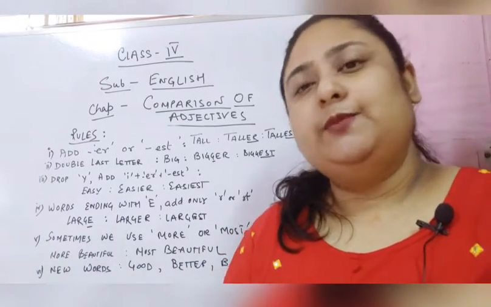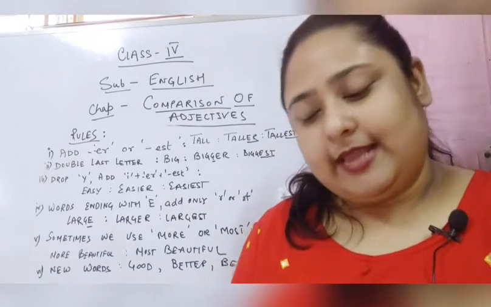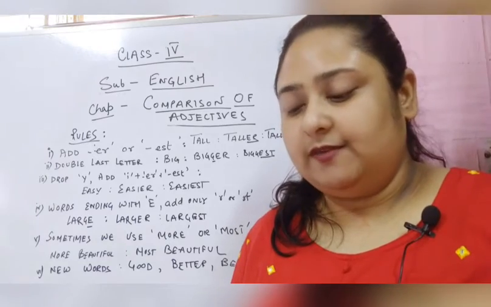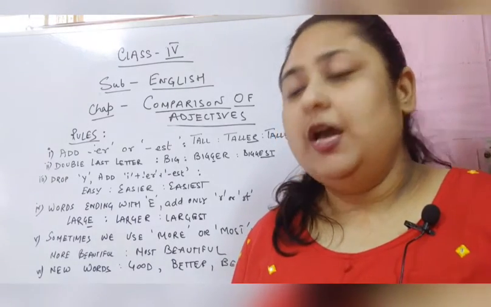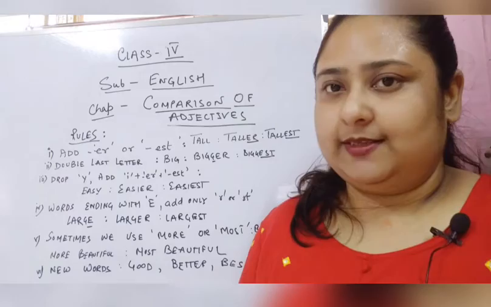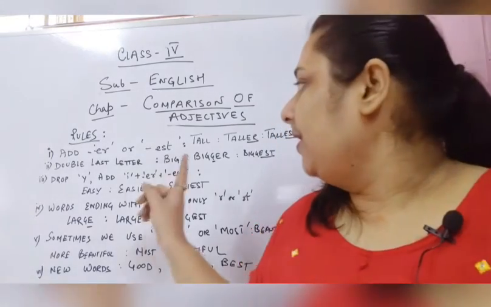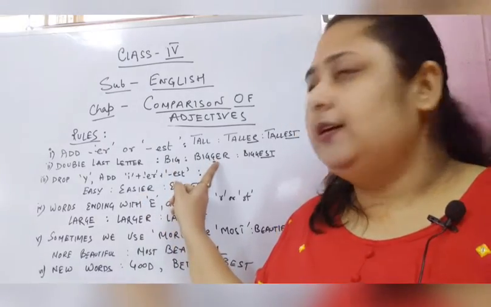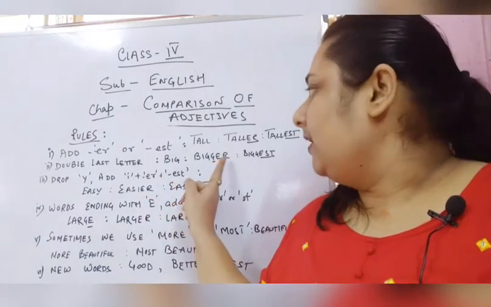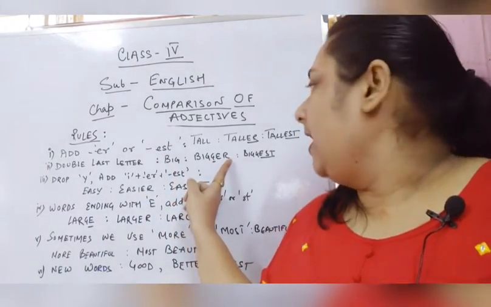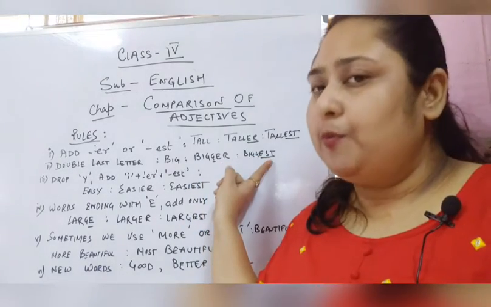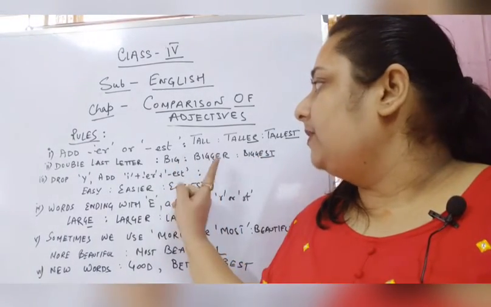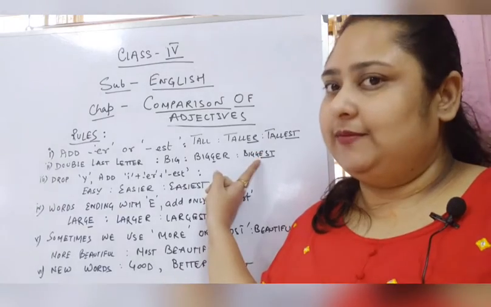Now children, let's move on to the next rule, that is, in some adjectives we double the last letter and add er or est. For example, children, big. In case of big, we just double the last letter and add er in comparative degree and est at the superlative degree. So big becomes bigger and biggest.